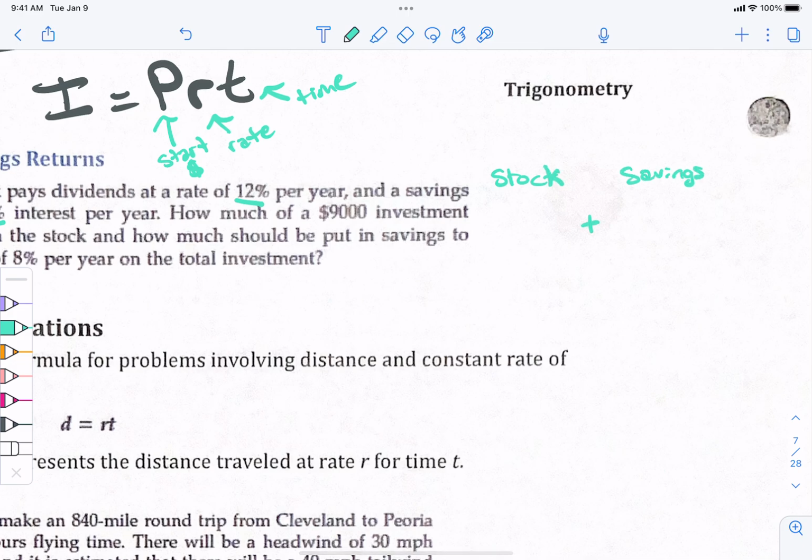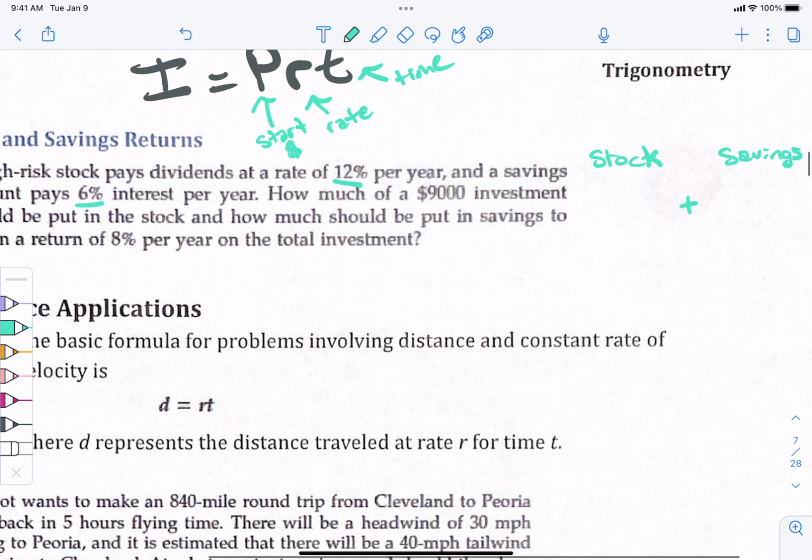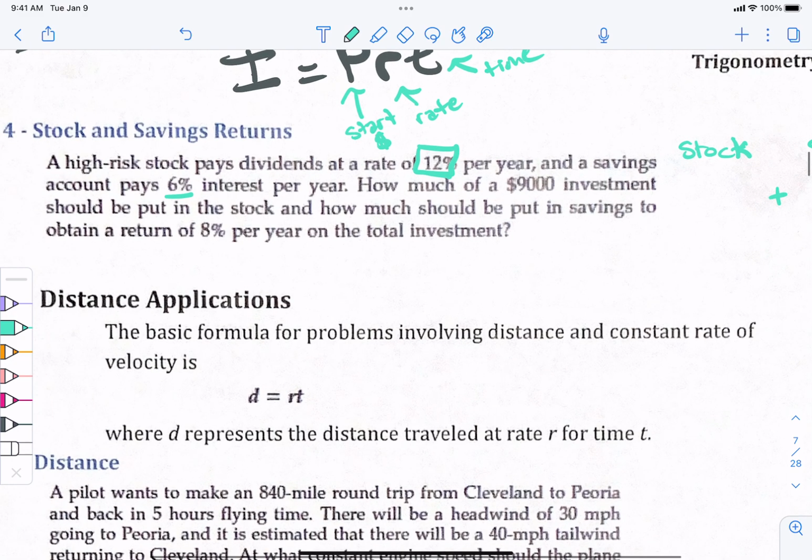Now, stock, yes, it gives a rate of 12% per year, but stock can fluctuate. So I might go bankrupt in my stock, right? Sometimes I'm winning big, sometimes I'm losing big. So 12% per year, on the good years it's going to give me 12%, but I might end up losing money. But they're saying this year I'm getting 12% per year for stock, and I also have money in a savings account that's 6% interest per year.